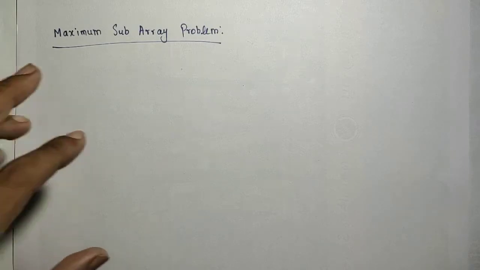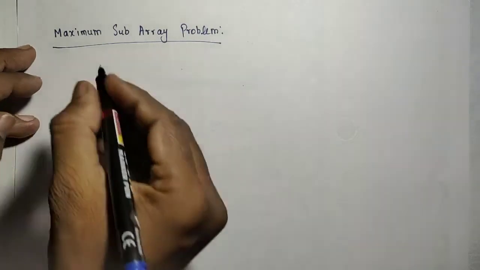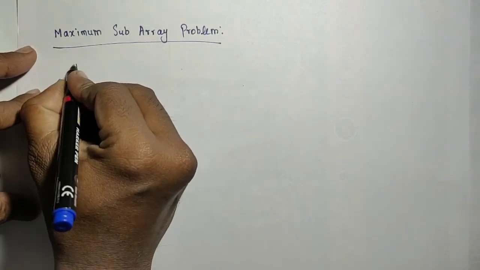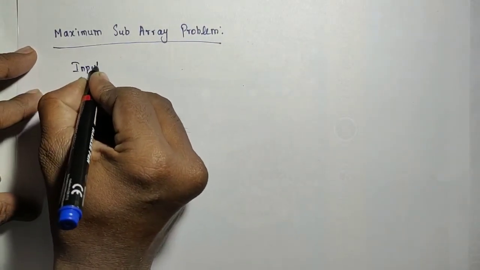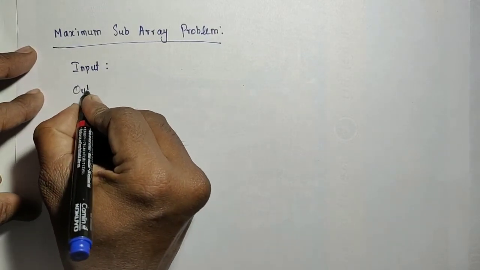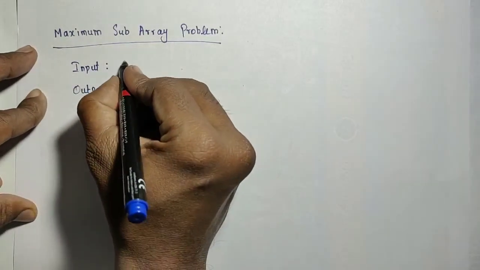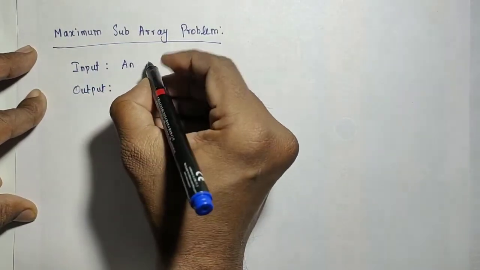First, you clearly understand the problem statement, maximum subarray. The problem statement is: what is the input for this problem and what will be the output of this problem. The input is nothing but an array of elements.